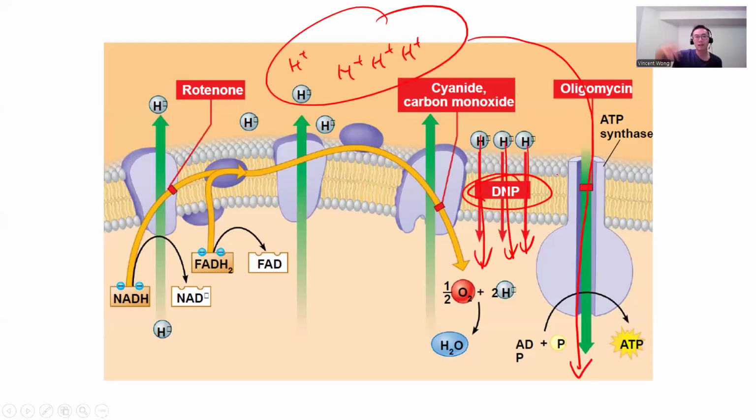So instead of going through the turbine, they just leak all the way back into the matrix on their own without generating any ATP. Right? So your body thinks you're starving because you're not creating enough energy. And that's why it switches to burning the fat. And that's how it results in rapid weight loss. Right? But there were a lot of side effects associated with this, right?